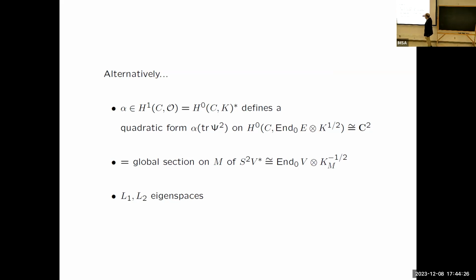So this is like a kind of Higgs field, if you like. It's an endomorphism of this rank 2 vector bundle over the moduli space of stable bundles, or actually it's not, it's on the Pfaffian, really, but with values in k to the minus half. So from this point of view, these L1 and L2 are eigenspaces of this endomorphism. So this tells us how we ought to think about this.